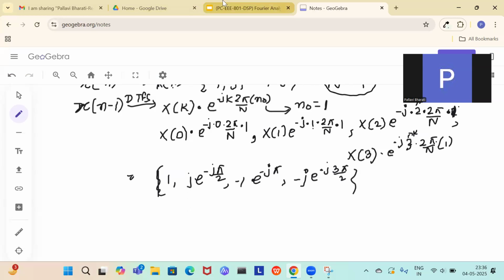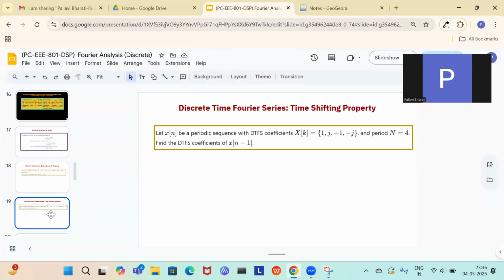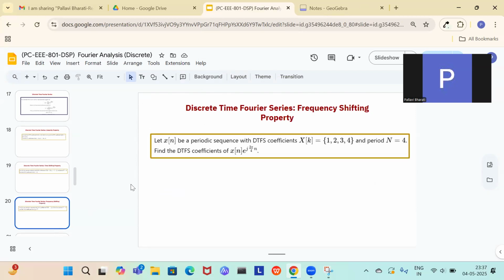The next property is the frequency shifting property. So here you see the time was shifted. In the time domain, it was shifted by 1 unit. Now we will see that if it is shifted in the time domain, we are having some frequency shifting.